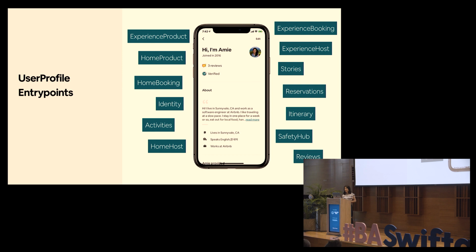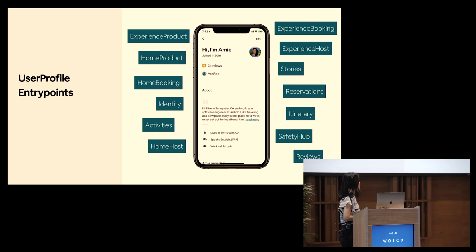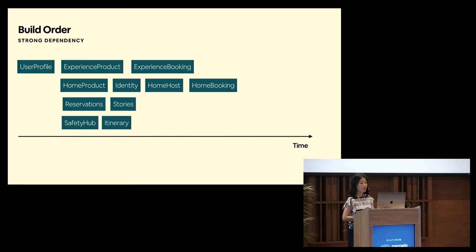In the Airbnb app, in addition to product screen, there are many other entry points that can trigger the user profile screen, like booking, identity, reservation, itinerary, and reviews. And all these feature modules need to wait for user profile to finish building before they can start building. So this strong dependency introduced for navigation purpose can slow down the overall build time, and we want to parallelize building as much as possible.